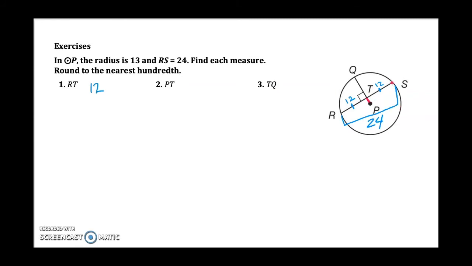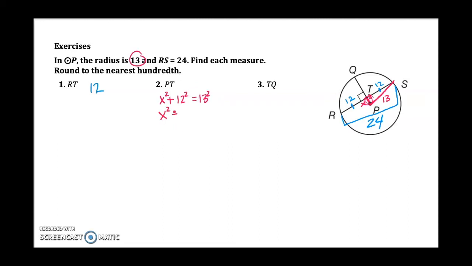But if I connect it to one of my other points, let's say right here, then I've got a nice right triangle. But what's the length of this radius I just drew? Well, it tells us the radius is 13, so I know that's 13. Now I can use the Pythagorean theorem to find PT. Remember, the hypotenuse is the one by itself, so we have PT, or x if you want to call it x. So x squared plus 12 squared is equal to 13 squared.